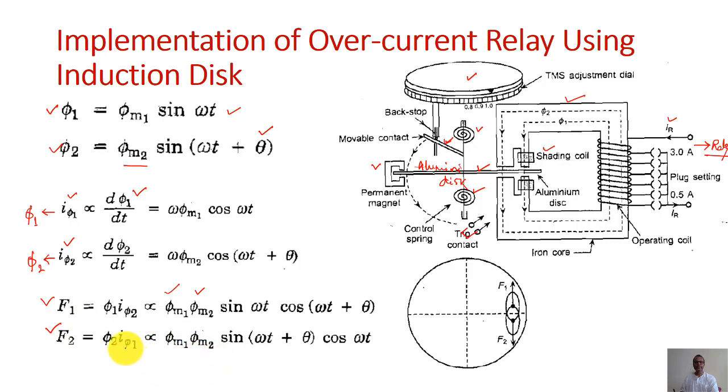I phi 1. It is because of the interaction of the flux produced due to I phi 2 and I phi 1, and that is directly proportional to phi m1 into phi m2 sine of omega t plus theta into cos omega t. Okay. So these are the two expressions of force, and these two forces are not exactly opposite to each other, but they are opposing each other, making some angle, right? So let us find the vector difference between these two forces, F2 and F1.